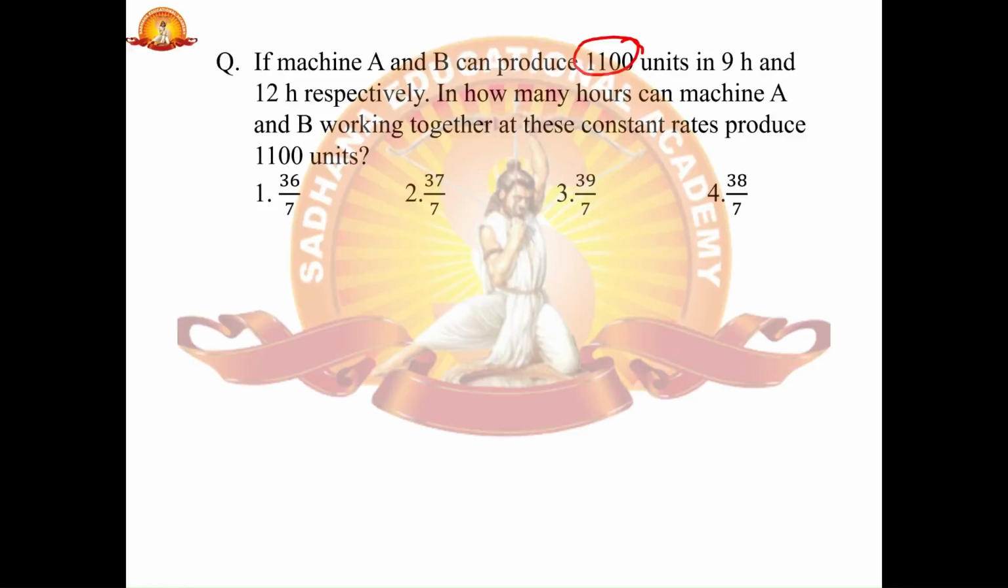So when the work is the same, you can directly take the product of the hours divided by the sum of the hours. So 3 table, I am cancelling 3 times, 3 table 7 times. So 36 by 7 hours is the answer.